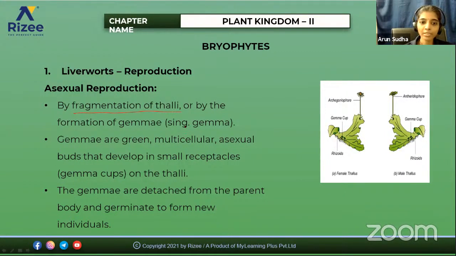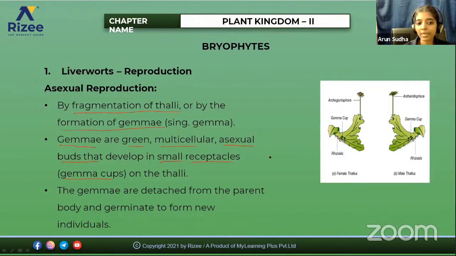So by fragmentation of the thalli, or by the formation of these structures that are called the gemmae. So gemmae are nothing but green multicellular asexual buds that develop in small receptacles. The receptacles are called gemma cups. So this is the thallus. In the thallus, there are small receptacles called gemma cups, and these gemma cups produce small buds called the gemmae.